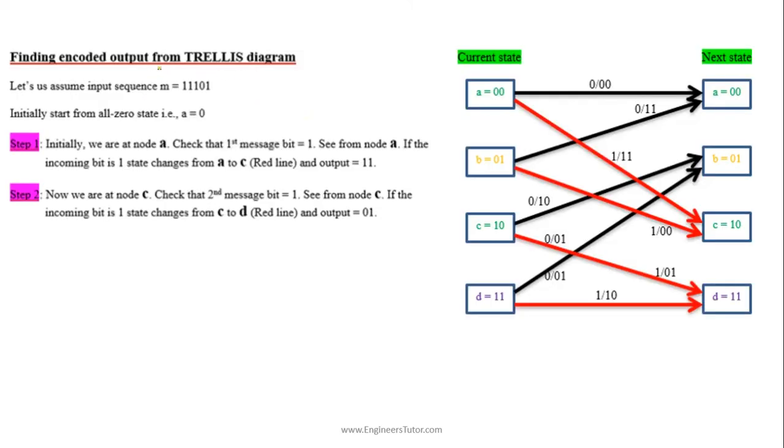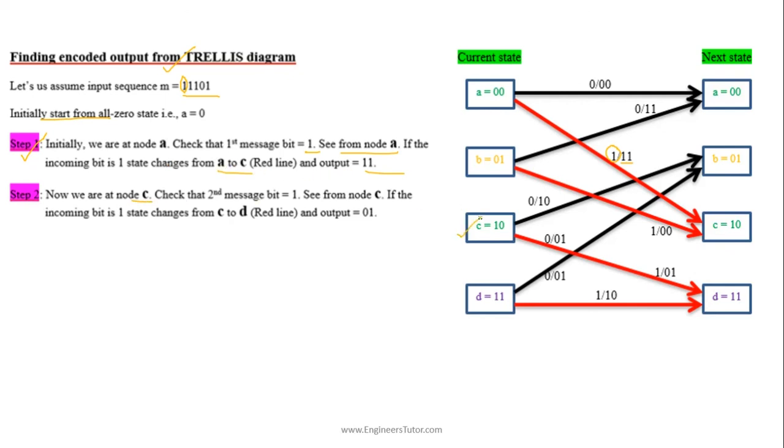Now we try to find the output of the encoder for the given message input 11101 from the trellis diagram. So the trellis diagram is given, and we need to find the output. Suppose initially we will start from the all 0 state. In step 1, check the incoming message bit. The first bit is 1. So see from node A, the incoming first message bit is 1, the output will be 1, 1. State changes from A to C. Now we are in node C.